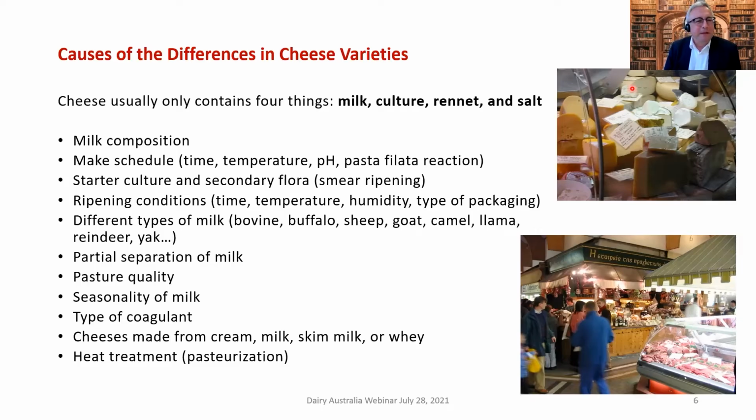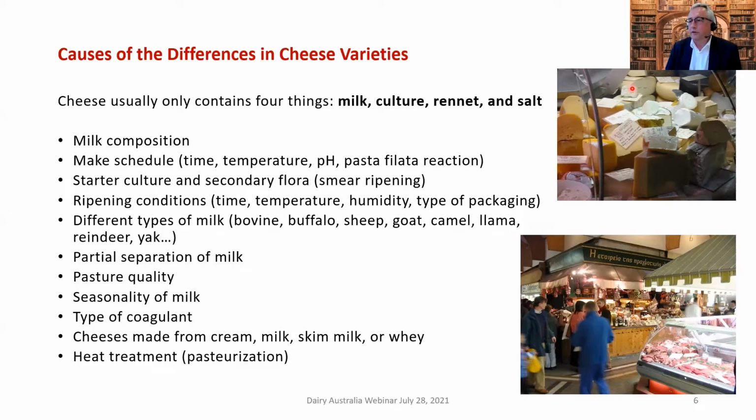So things like milk composition, the kind of way that's made, called the make schedule, the starter culture, secondary flora, things like smear ripening, the ripening conditions, very important. The obvious one is also the type of milk. Partial separation of milk. If you're making Edam cheese, for example, it's about a 1/4 reduction in fat content. So you start with slightly skimmed milk.